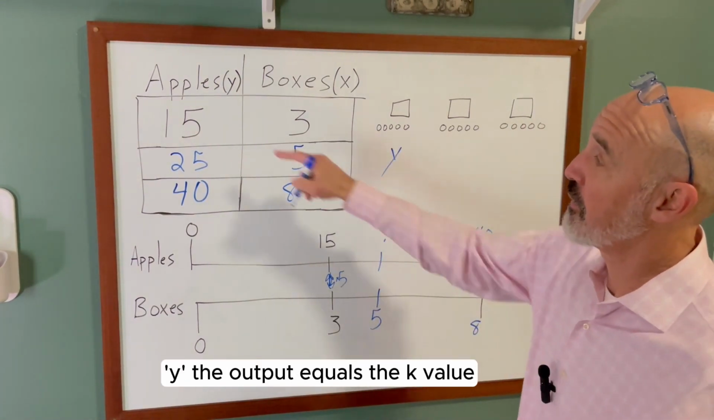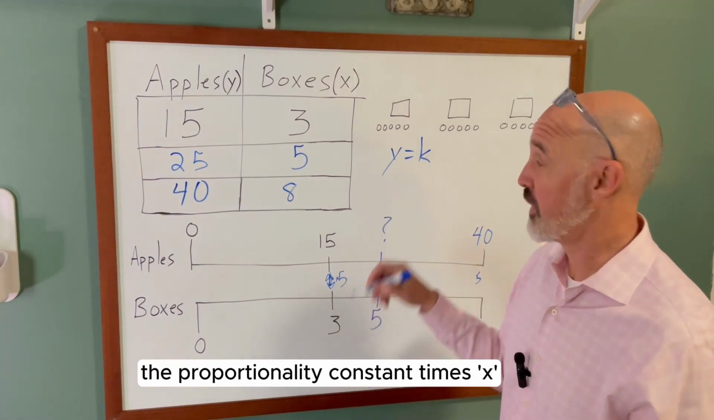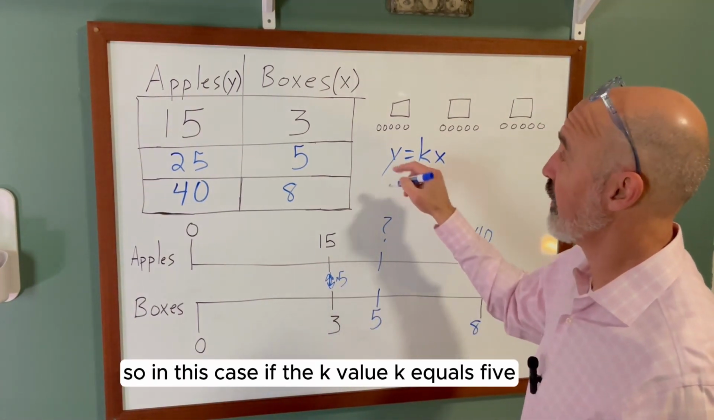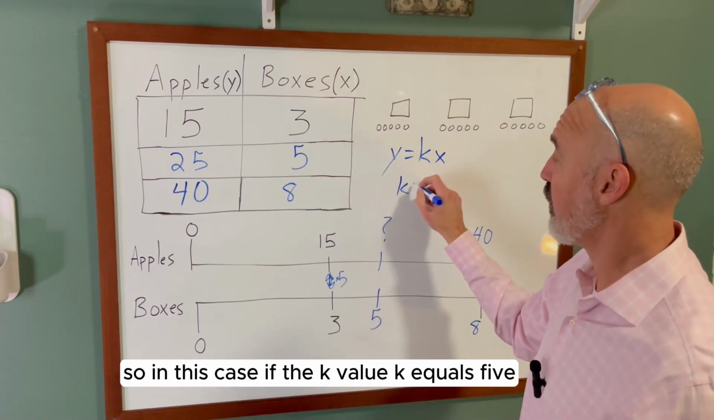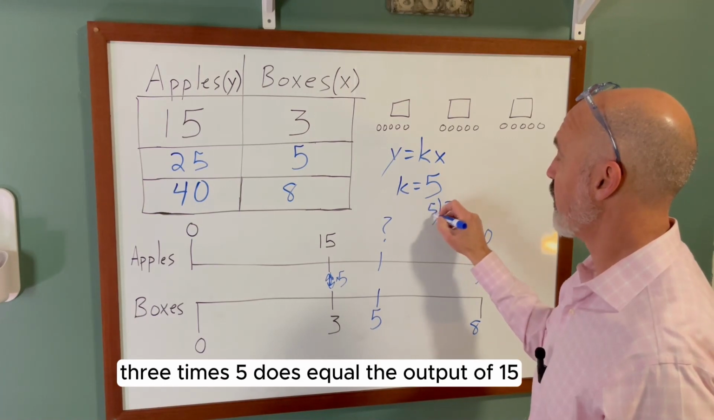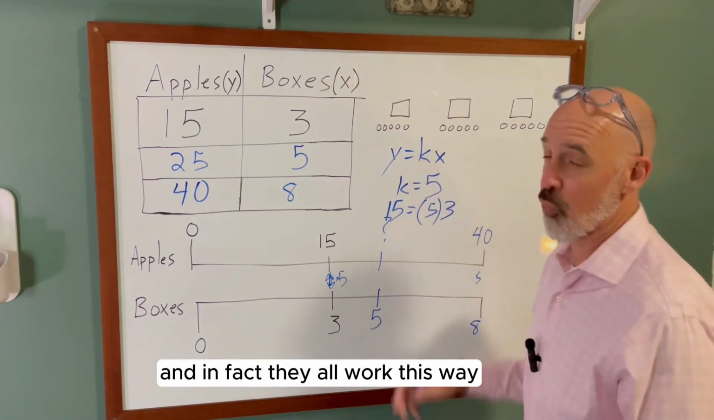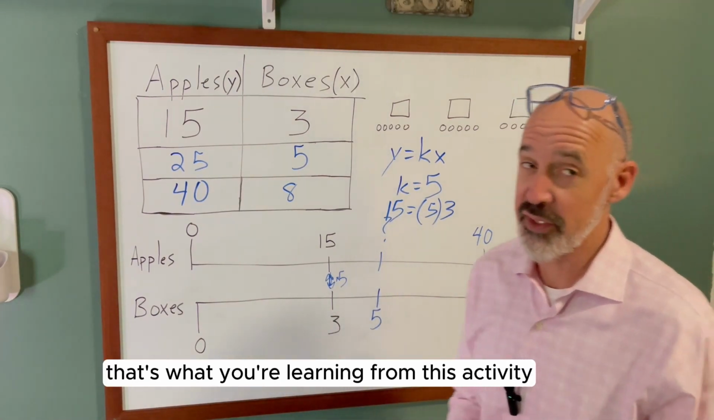Ultimately, Y, the output, equals the K value, the proportionality constant, times X. So in this case, if the K value, K equals 5, 3 is the X value, 3 times 5 does equal the output of 15, and in fact, they all work this way. That's what you're learning in this activity.